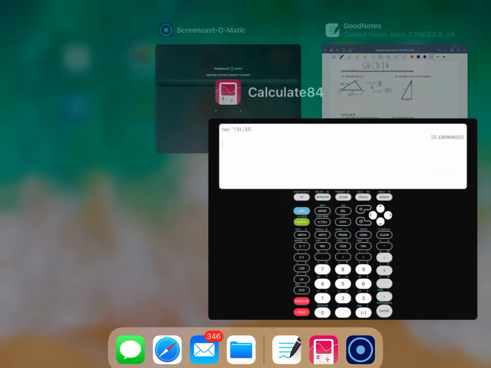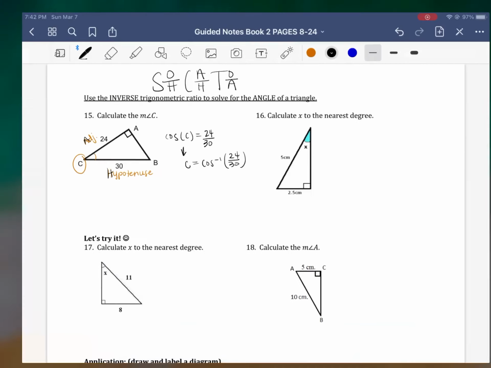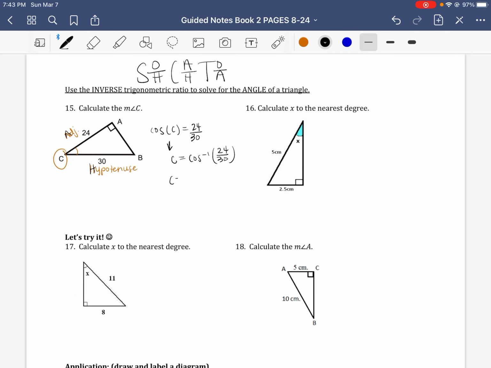So I go to my calculator and I do the inverse cosine, so second cosine, and I put in 24 over 30. That gives me about 36.9 degrees. On a lot of your assignments, look at what it asks you to round to. If it doesn't ask you, go ahead and do the tenths place. If it does ask you, then make sure you've read through those instructions.